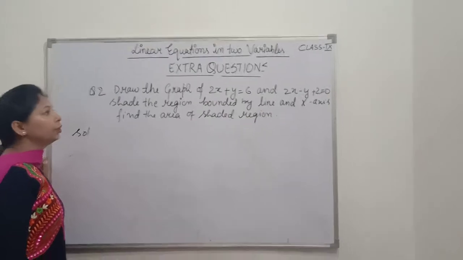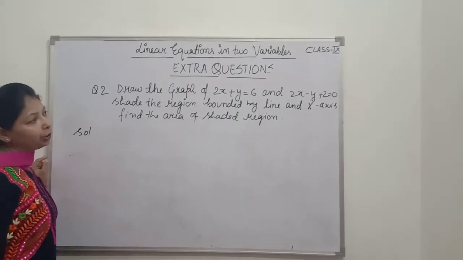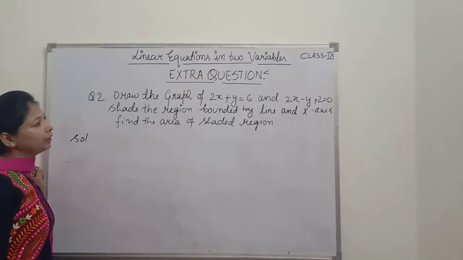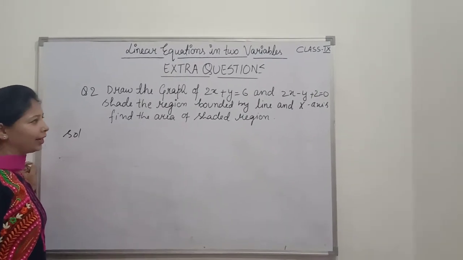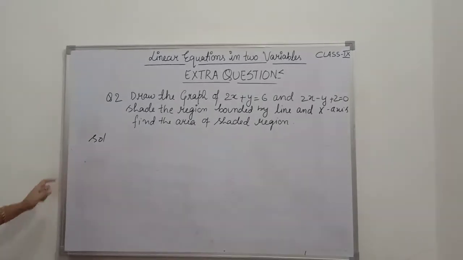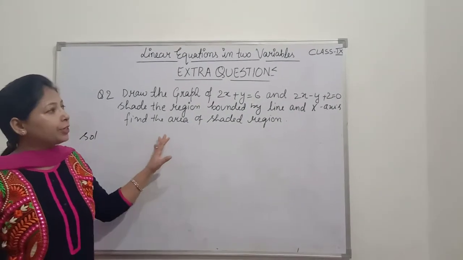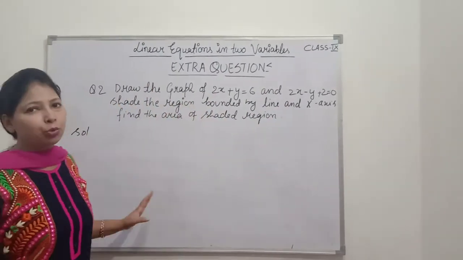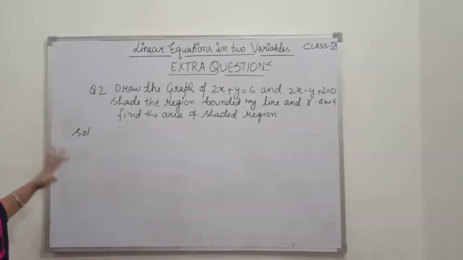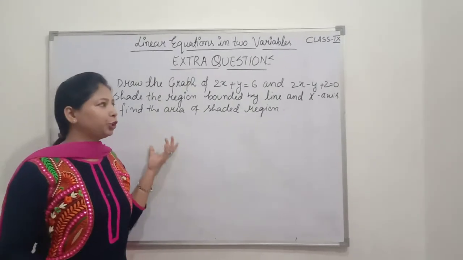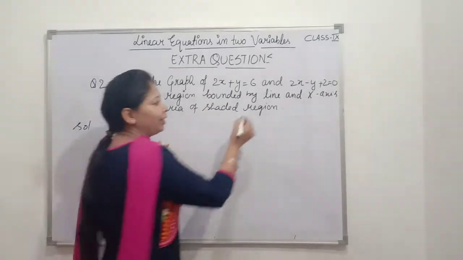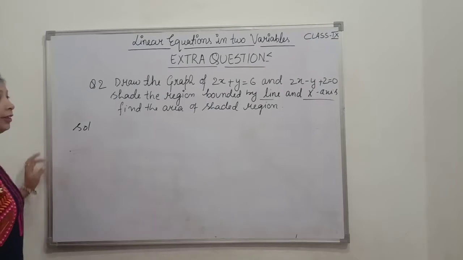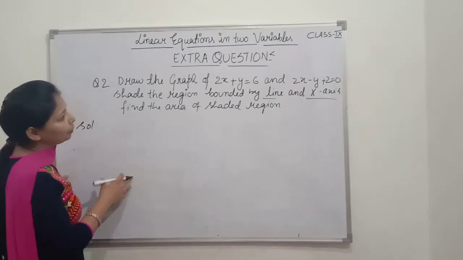Question number 2. Draw the graph of the equations 2x plus y is equal to 6 and 2x minus y plus 2 is equal to 0. Shade the region bounded by the lines and the x-axis. Find the area of the shaded region. So this is an important question, because here we have two equations. That means we have to plot these two equations on the same Cartesian plane, and we get a region. We have to shade the region that is formed by the lines and the x-axis, and then find the area of the shaded region. Let us see what the shaded region would be.